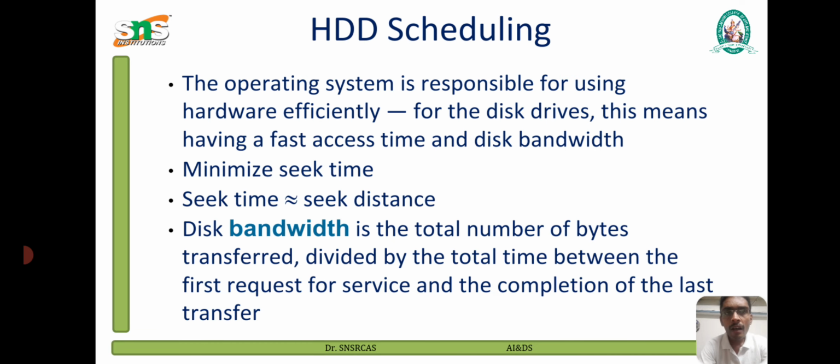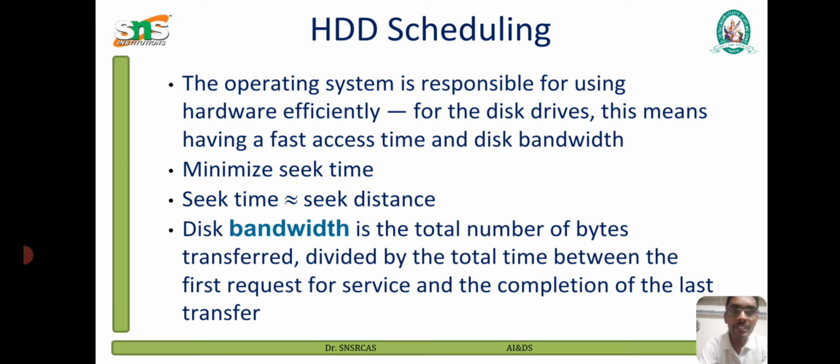Basically, in hard disk scheduling, the operating system is responsible for using hardware efficiently. For disk drives, this means having fast access time and fast bandwidth, or data recovery from hard disk memory to the processor. So the ultimate aim is to minimize the hard disk drive seek time, which is approximately the seek distance.